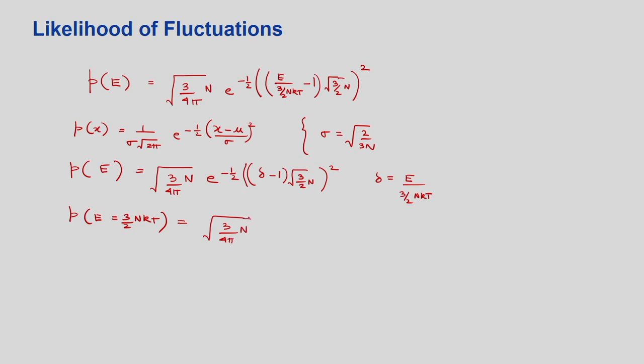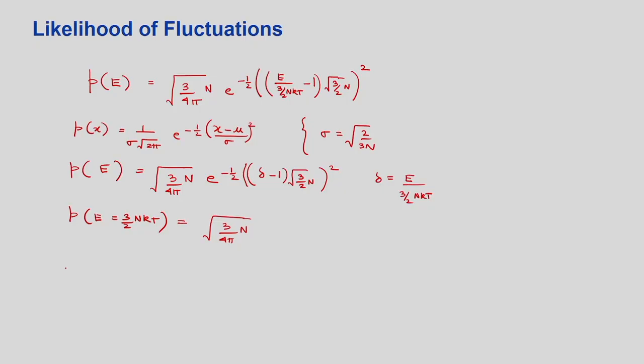It means because if you write here 3/2 nkT, this value will become unity. So, this is 1 minus 1, it is 0. So, e to the power of minus 0, the entire second term becomes 1. So, it is only 3/(4πn). If you have the number of atoms with you, that will be giving you the probability. So, what is the probability of locating that state which has an energy of 3/2 nkT?